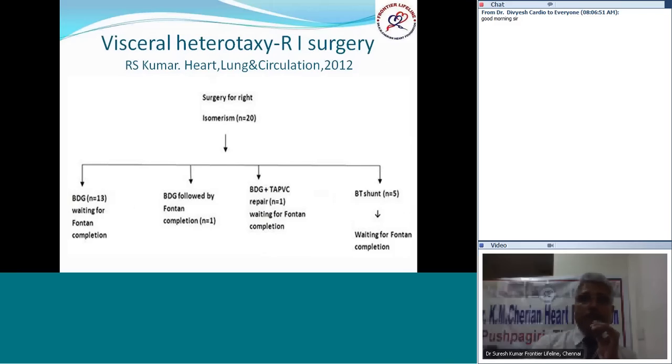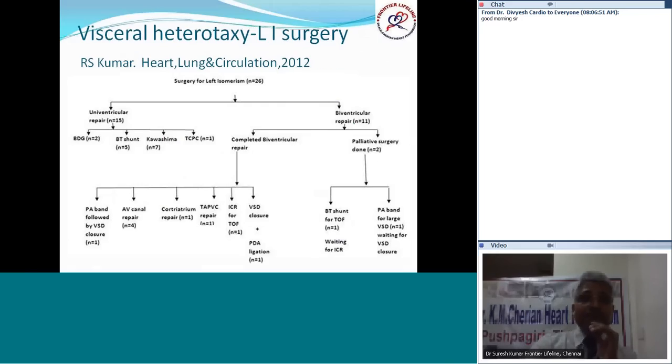And in right isomerism, the surgery is all in the Fontan tract, BDG plus minus Fontan later, and TAPVC repair when it is possible to do that. In the case of left isomerism, you could have a more extensive range of surgery, which includes biventricular, which in 26 cases, 11 had biventricular repair, and 15 had univentricular repair. And the biventricular repair comes across the full range of cardiac anatomy.